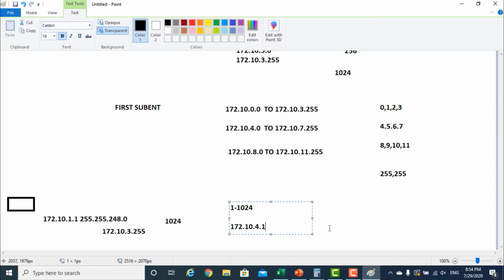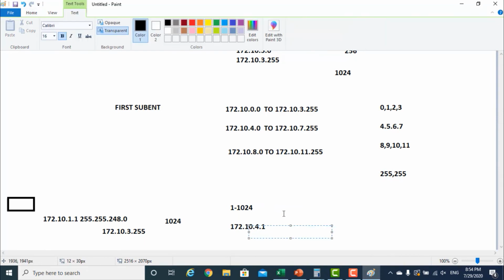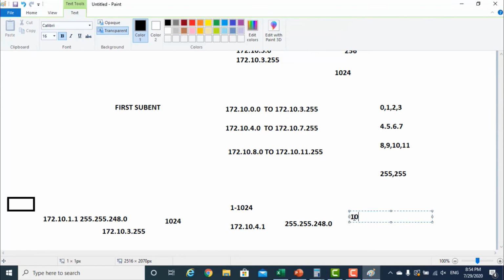172.10.4.1, my computer knows that this is class B, and class B is 65,000. But since the subnetting has been done to 48.0, it knows that class B is not 65,000 right now. It is divided into 4 equal parts of 1024. So it will count whether this 4.1 is related to the first subnet, second subnet, or third subnet.